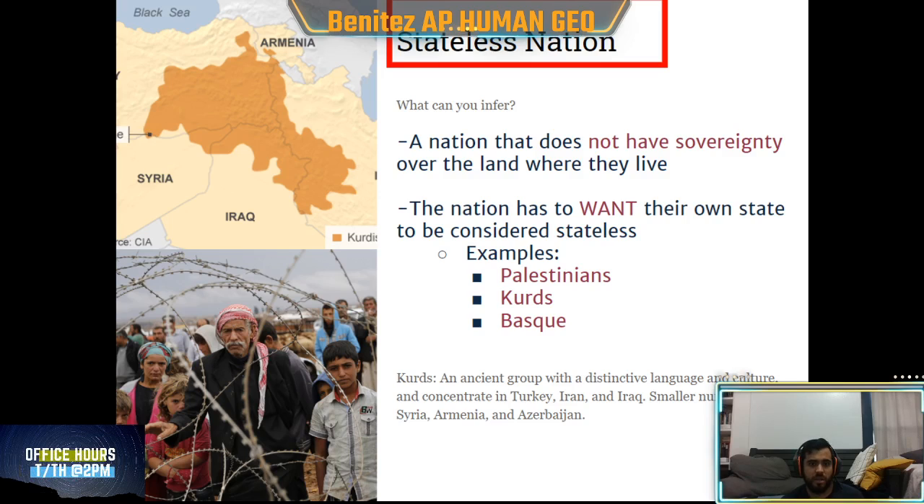The Kurds, they're a group of people. They are a nation that have their own religion, their own language, their own culture, and you will find them mostly in Turkey. But these people do not have their own recognized territory. They do not have their government. They have no boundaries. They have no political power whatsoever.